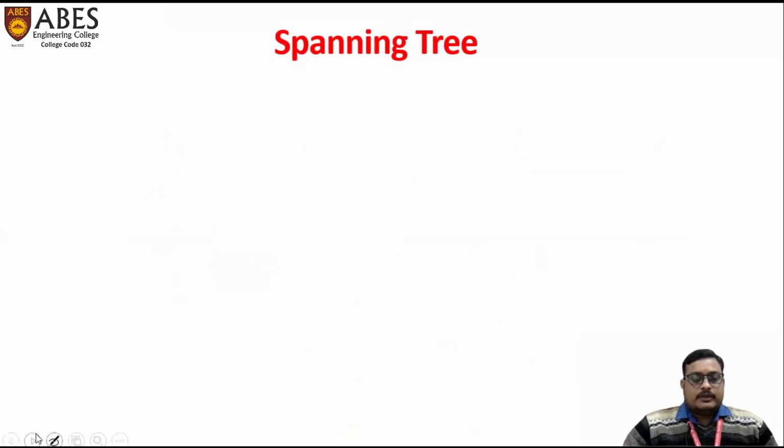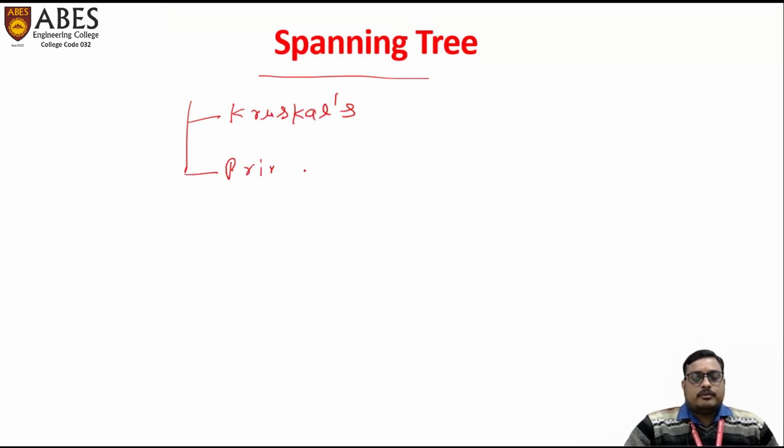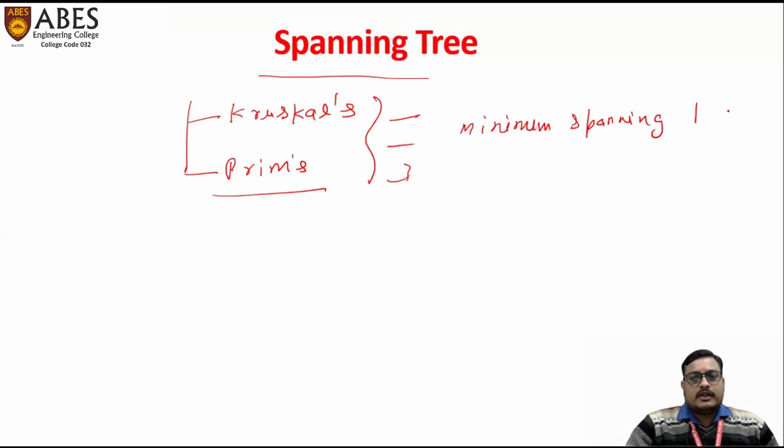Okay, so we'll see what are the algorithms to find a spanning tree. Basically, there are two approaches to find it. The first one is Kruskal's algorithm, and another one is Prim's algorithm to find out the spanning tree of a graph. Basically, these two algorithms are used to find out the minimum spanning tree. There is a slight difference between spanning tree and minimum spanning tree.